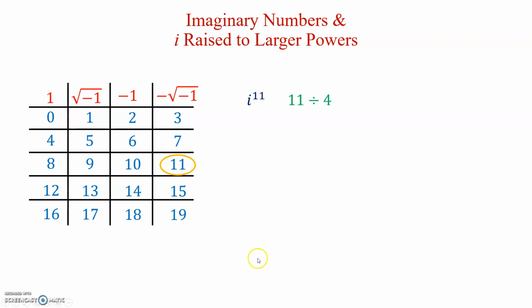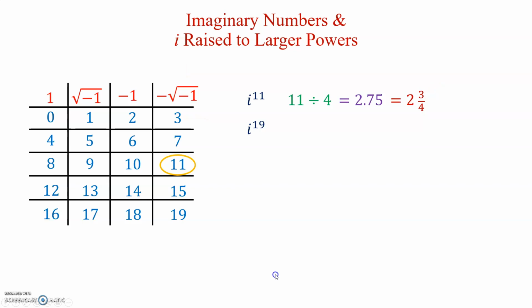So I'll take 11 divided by 4, again because it's a 4-number sequence. I end up with 2.75. Well, 2.75 is the same thing as 2 and 3/4. This 3 is the same as that 3. That puts us at this answer of negative square root of -1. So we're beginning to establish some sort of pattern. Let's try a different one.